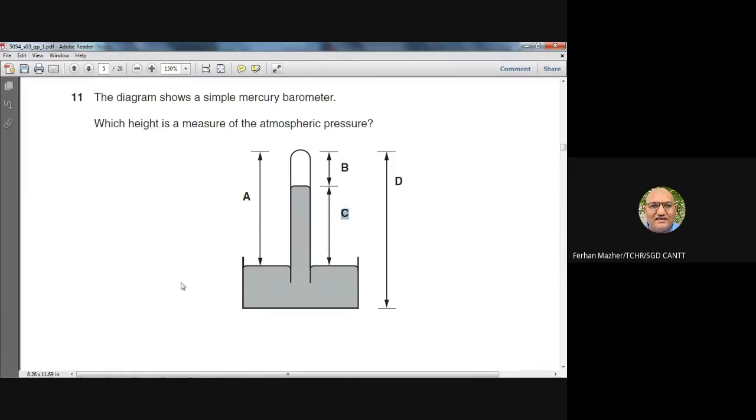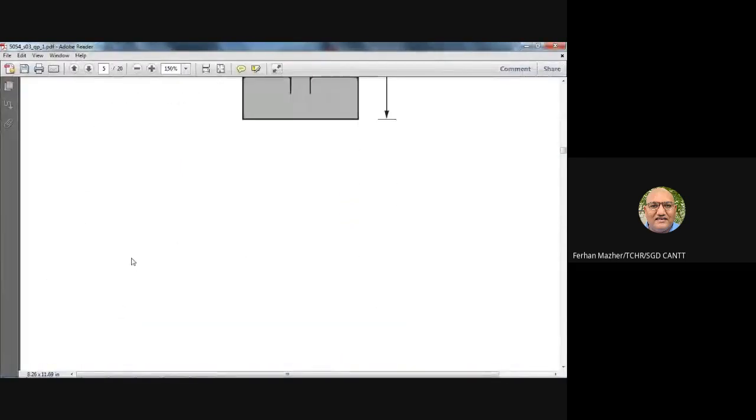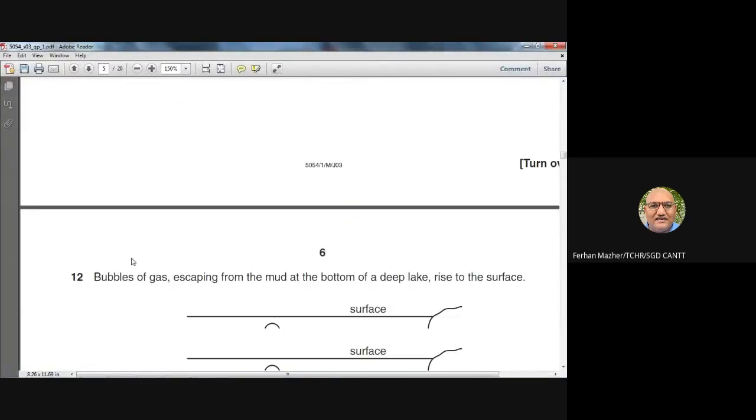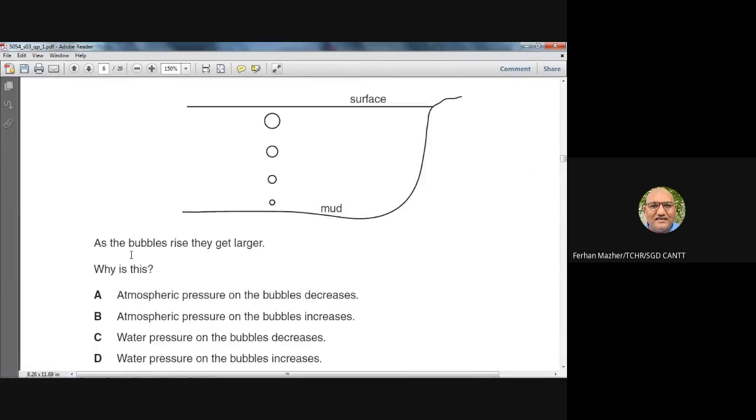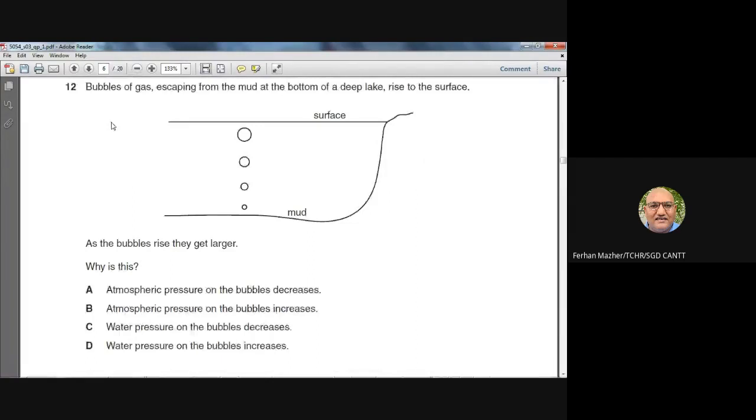Question number 11, C is the right answer. It's easy peasy. Okay, so we move to next question. Here we go. Let me reduce the size so you can see the whole thing. Bubbles of gas escaping from the mud at the bottom of a deep lake rise to the surface.